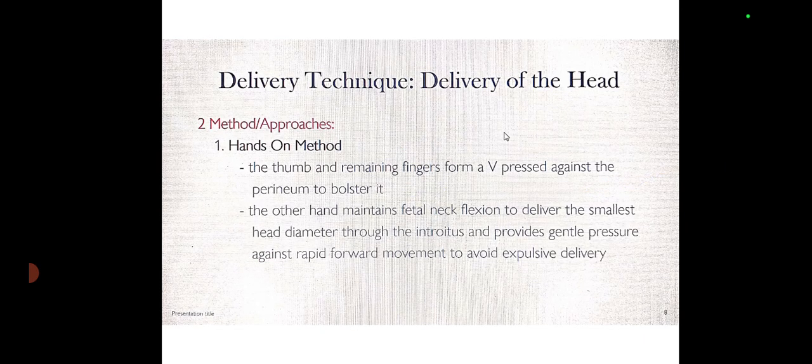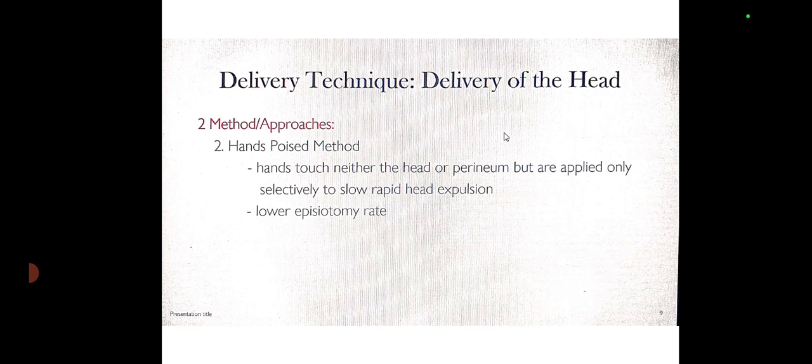While speaking about the method of delivery of the head, the first method is the hands-on method. The thumb and the remaining fingers form a V pressed against the perineum to bolster it. The other hand maintains fetal neck flexion to deliver the smallest head diameter through the introitus and provides gentle pressure against rapid forward movement to avoid explosive delivery. The second one is the hands-poised method. The hands touch neither the head nor the perineum but are applied only selectively to slow rapid head expulsion. This also causes a lower episiotomy rate.